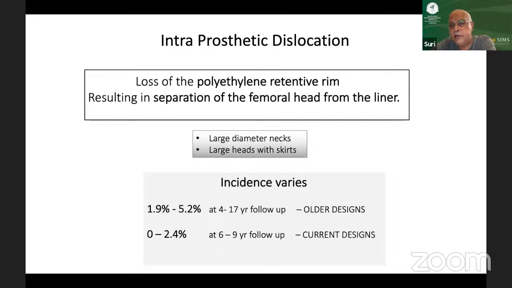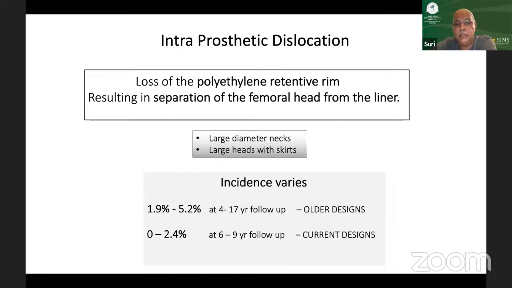So there is eccentric wear, which can be triggered by many reasons. For example, if it's a vertically placed socket, it could be a highly valgus situation, or the stem design, which can erode the superior anterior part of it. Then the head starts migrating superiorly inside, and over a period of time this can take off the retention and then come out. That's the reason the incidence varied.